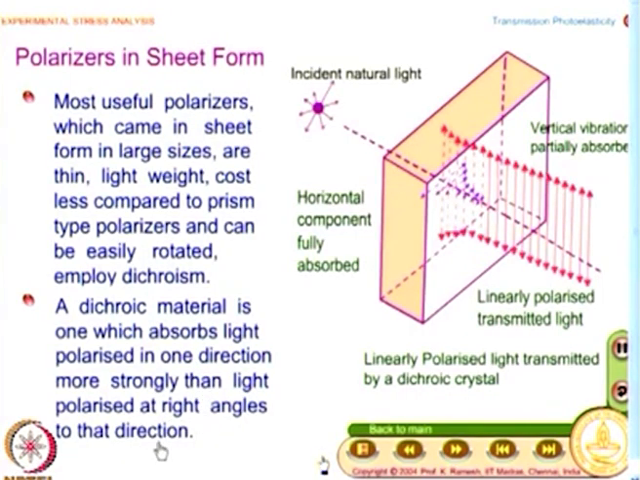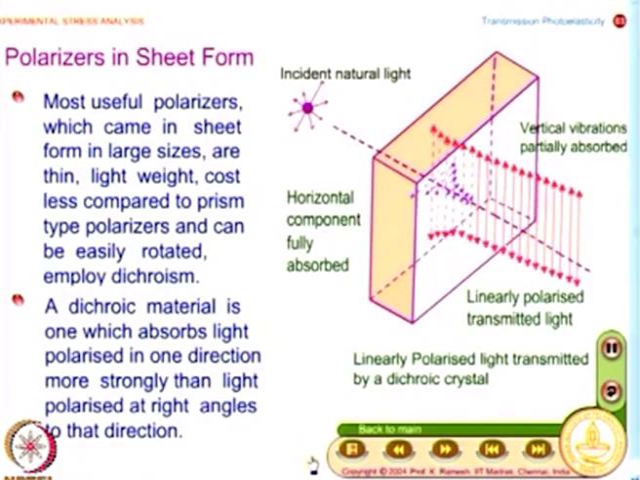So, what you find is, from the natural light, it allows the vertical component. Vertical vibrations are only partially absorbed, and the horizontal component is fully absorbed. So, the net result is, from the natural light source you get only a plane polarized light. So, a linear polarized light is transmitted by a dichroic crystal.